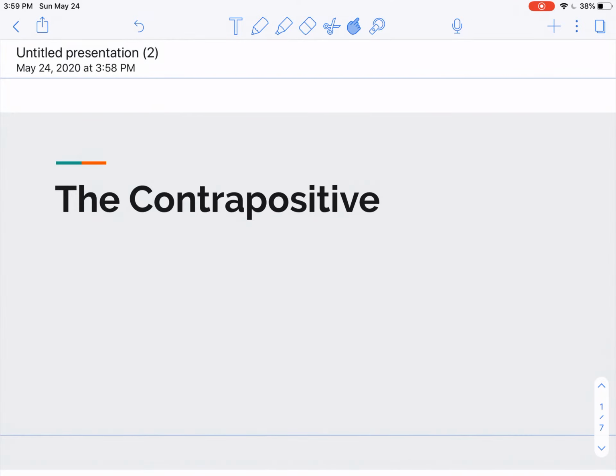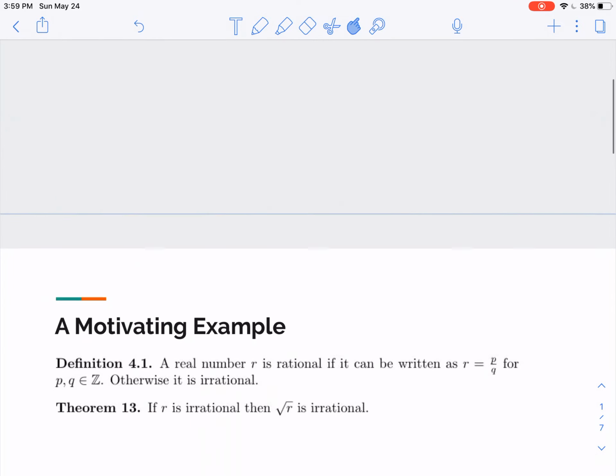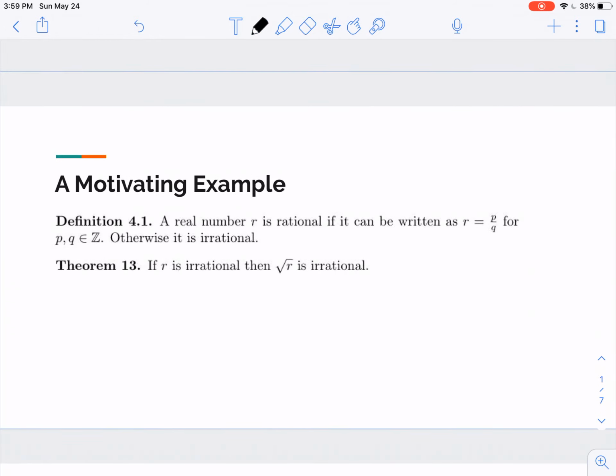This one's on the contrapositive, which is a new proof technique. So let's take a look at a problem that will sort of motivate our discovery of the contrapositive. First, we're going to start with a definition.